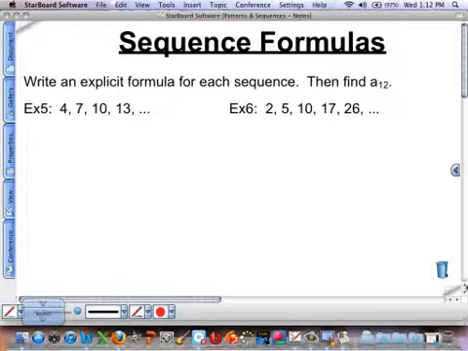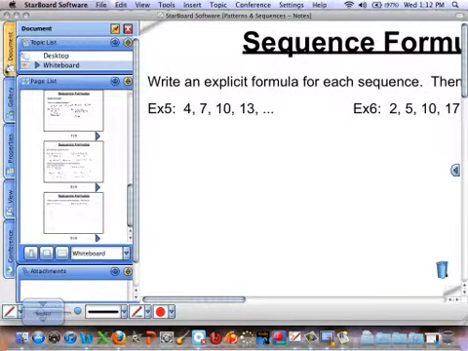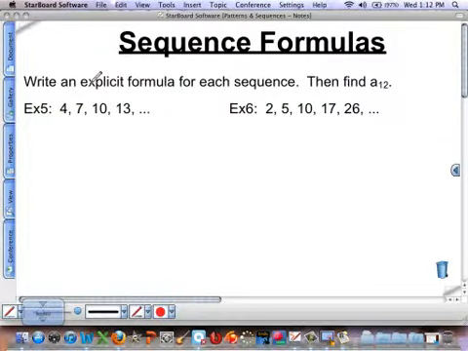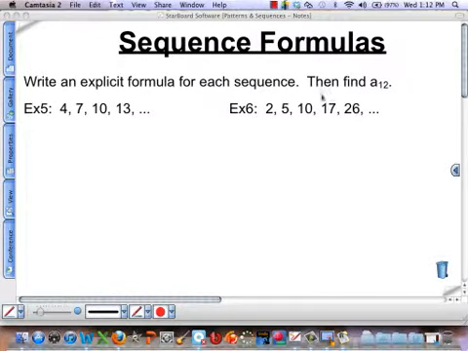All right, now these two, I think, are the last two we're going to do. Here's what I want you guys to do. I want you to work with your partners. I want you to come up with an explicit formula for each one of these, and then I want you to find the 12th term. Okay. Then we'll come back in probably 5 minutes.